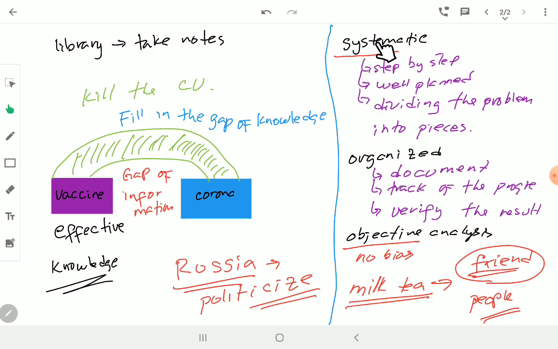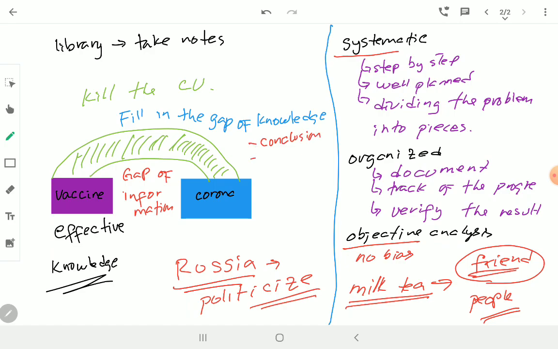We make sure that it's systematic. We make sure that it's organized. We make sure that everything is objective. Focus on the research problem. And what is the end goal of research? That's very important. In this case, we want to find out a clear vaccine. So therefore, we would like to have a conclusion. That's the end goal.